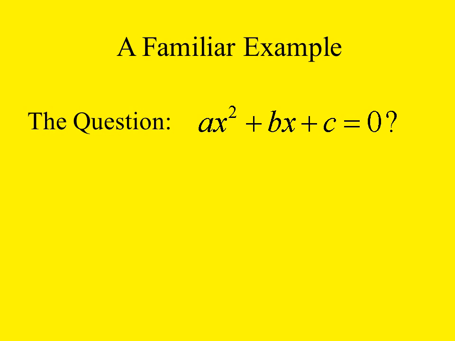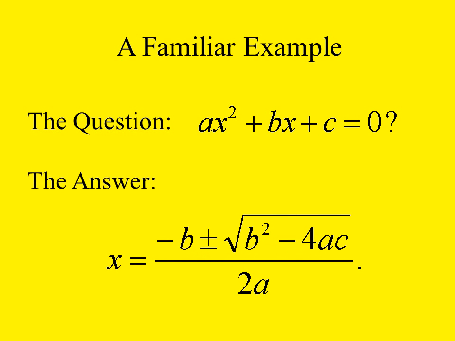A familiar example of the problem is to find the roots, or zeros, of the second degree equation ax squared plus bx plus c equals 0. We want the values of x expressed in terms of a, b, and c, and only with the use of addition, subtraction, multiplication, division, and the extraction of roots. Of course, the values of x are given by the familiar quadratic equation. x equals negative b plus or minus the square root of b squared minus 4ac, all divided by 2a.